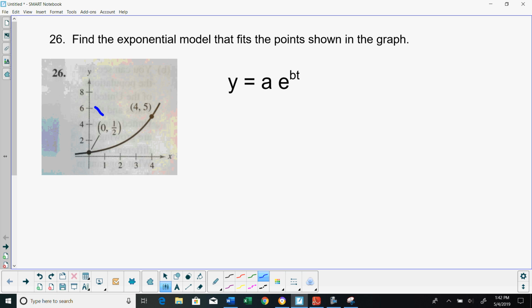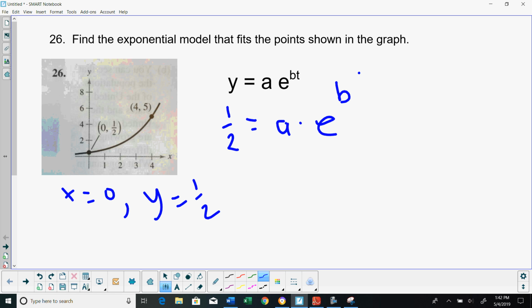I know that, for example, we could start with x being 0 when y is equal to 1/2, and that's not even showing up at all. So let me clear that off the screen. So I know that if x is equal to 0, y is equal to 1/2. So I'm going to plug in 1/2 equals a times e to the b times 0. So really I called it x, but I guess I could have called it t. And so now we've got to solve this equation. We're trying to find a and we're trying to find b for this model, right? We need to have those values.